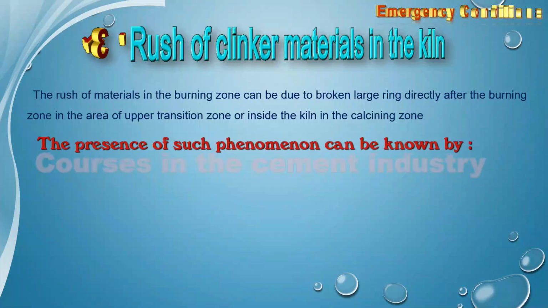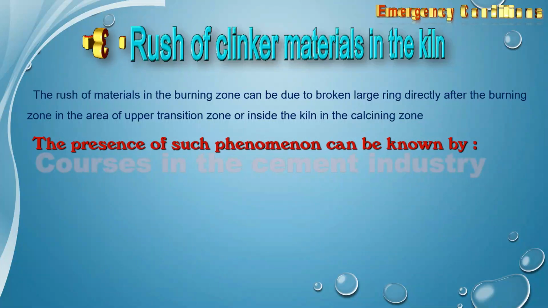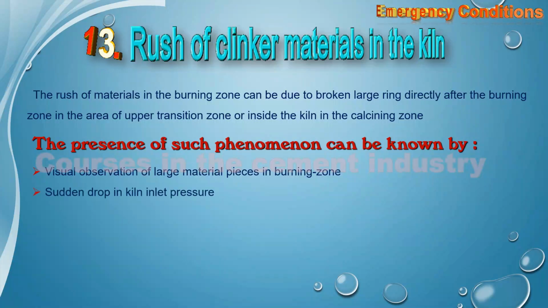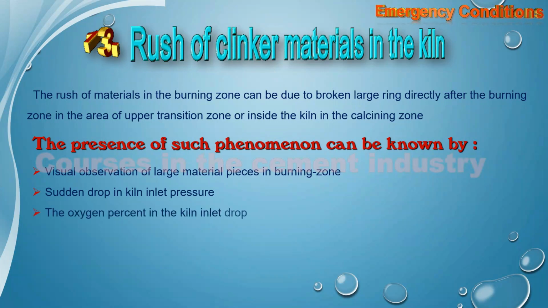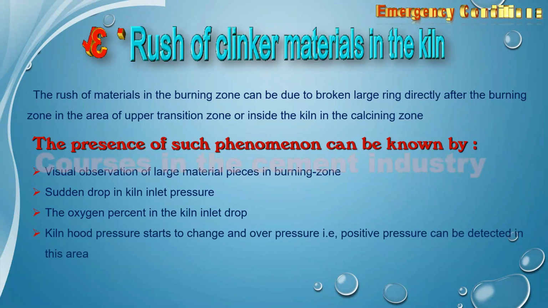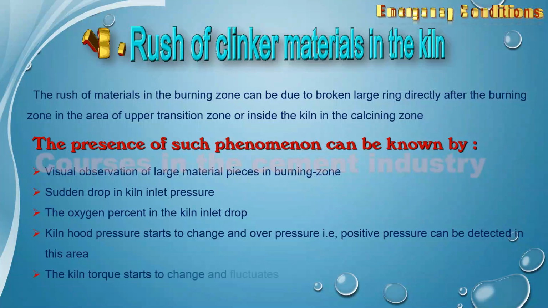The presence of such a phenomenon can be known by: 1. Visual observation of large material pieces in the burning zone. 2. Sudden drop in kiln inlet pressure. 3. The oxygen percentage at the kiln inlet drops. 4. Kiln hood pressure starts to change, and overpressure, positive pressure, can be detected in this area. 5. The kiln torque starts to change and fluctuates.